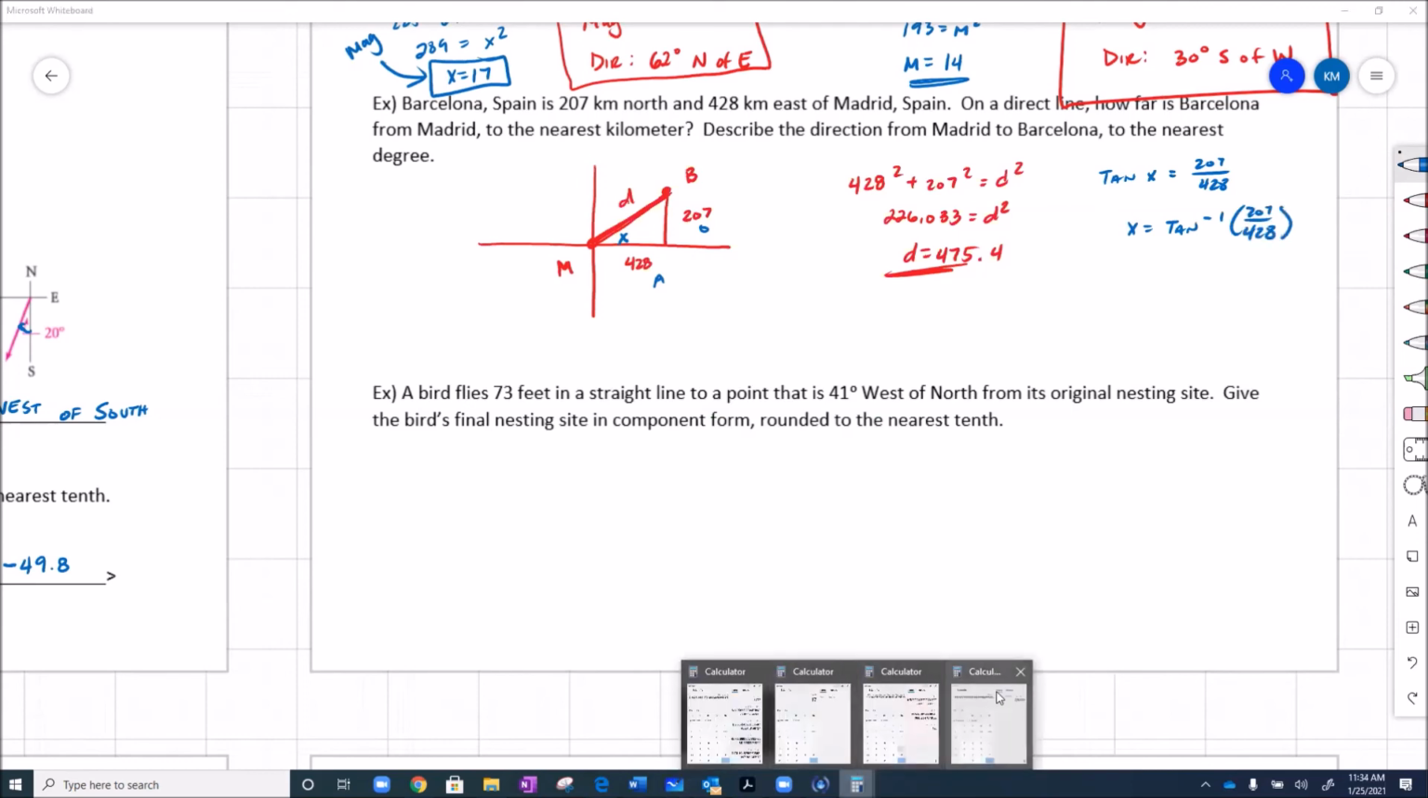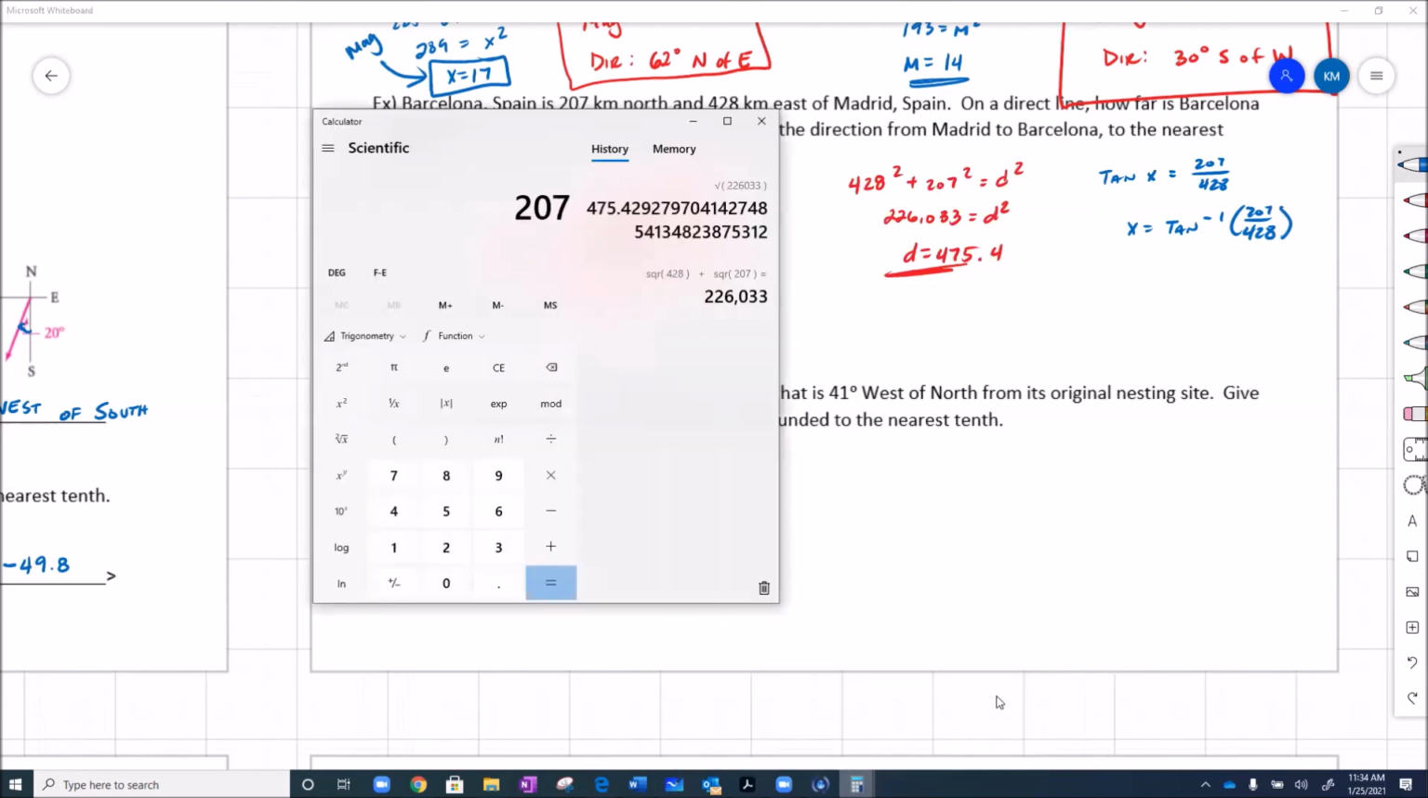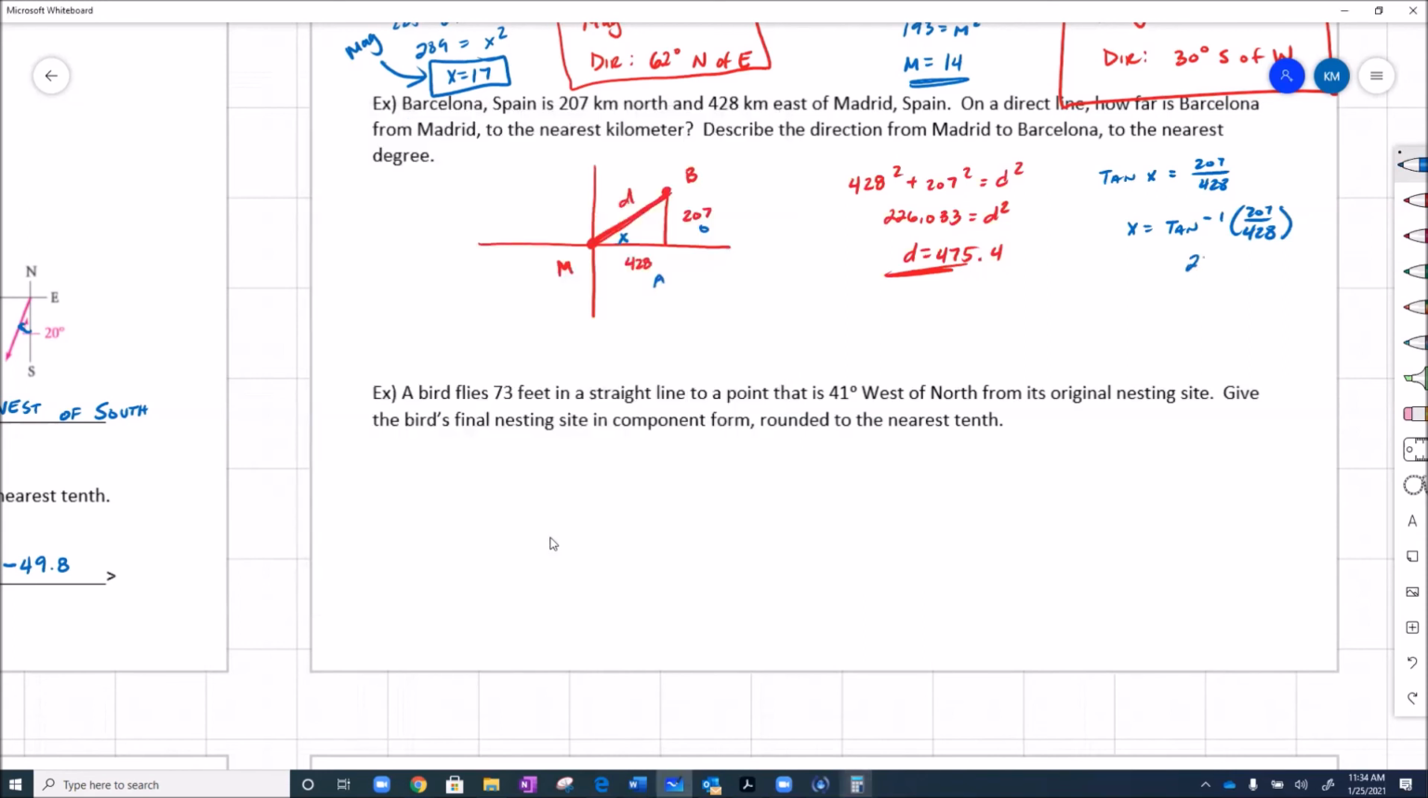So back to my calculator. 207 over 428. We're using the inverse tangent of that. So 25.8. And since it says to the nearest degree, we'll say 26 degrees. And then we'll say north of east. All right, so there's our direction. There's our distance. Probably say kilometers, 475 kilometers.